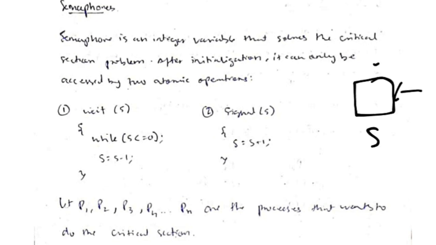Semaphore is nothing but a variable, and its value can't be directly changed. To change the value of this variable, we have to use two functions, which are wait and signal. Wait will decrease the value and signal will increase the value.